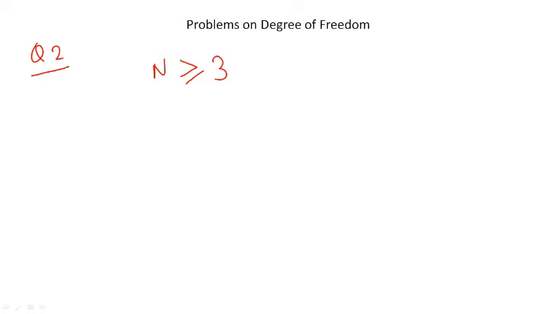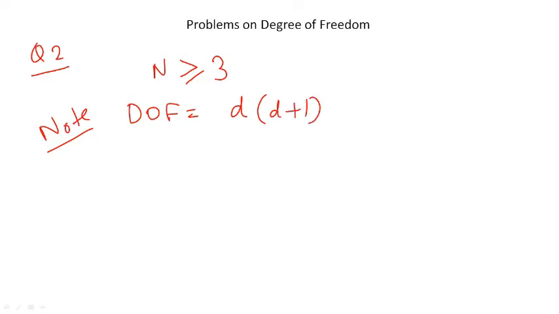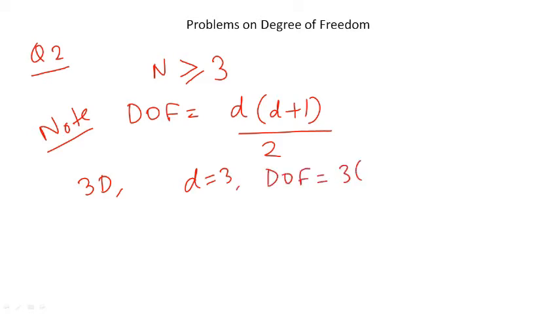So for a rigid system, the formula for degree of freedom, you have to note this, that degree of freedom will be represented like d(d+1)/2. Here d represents the dimension. For three-dimensional space, d will be 3, so degree of freedom will be 3 times (3 plus 1) by 2, so it will be 6.